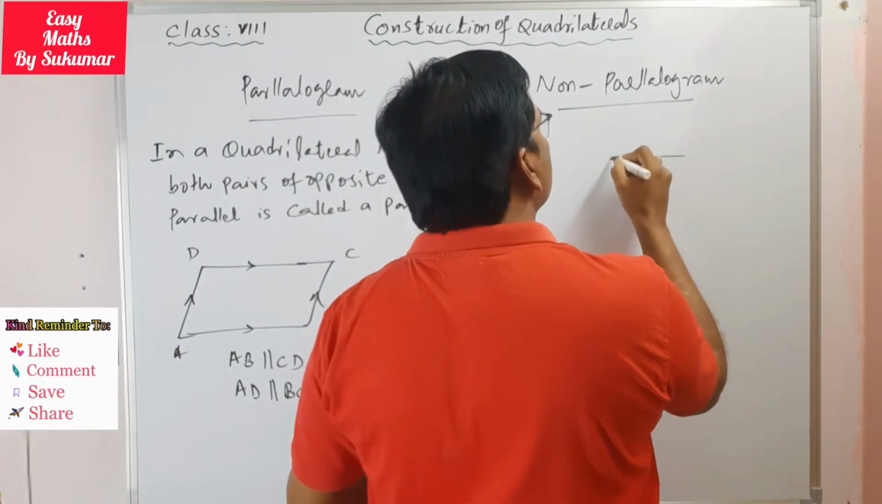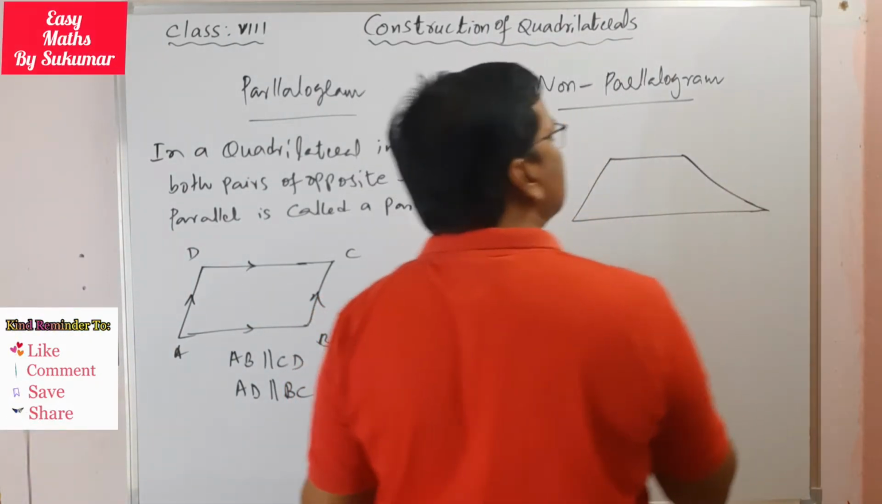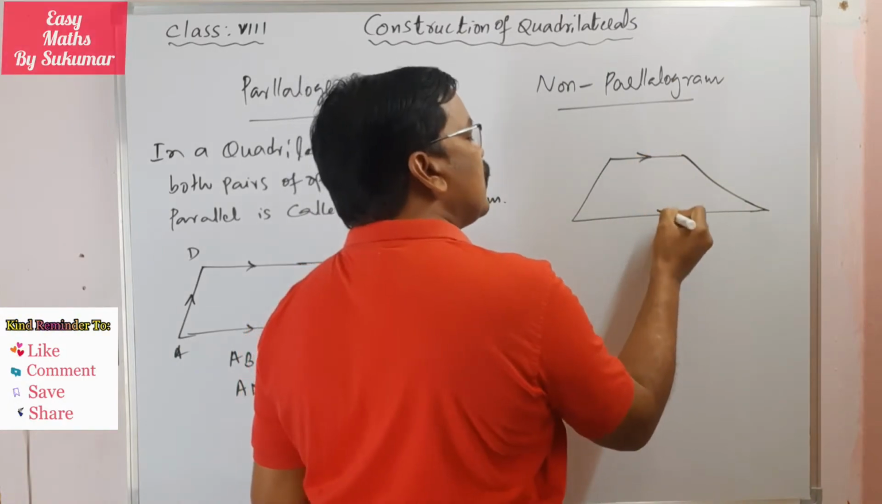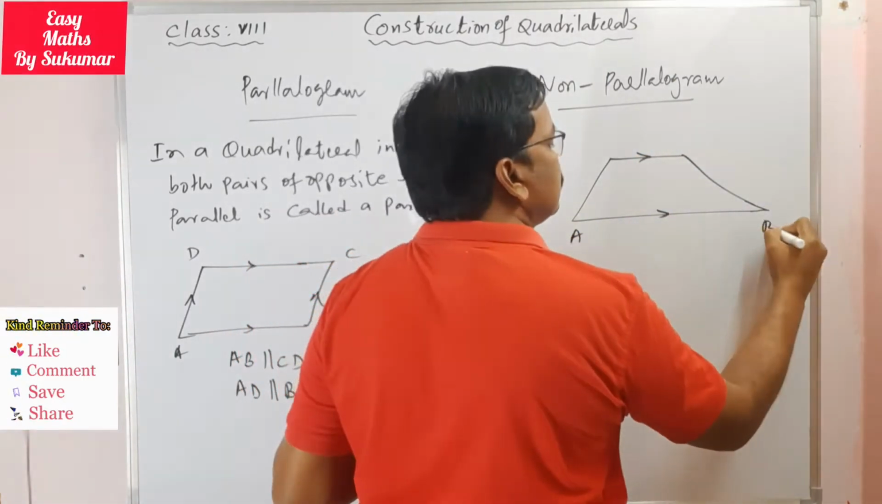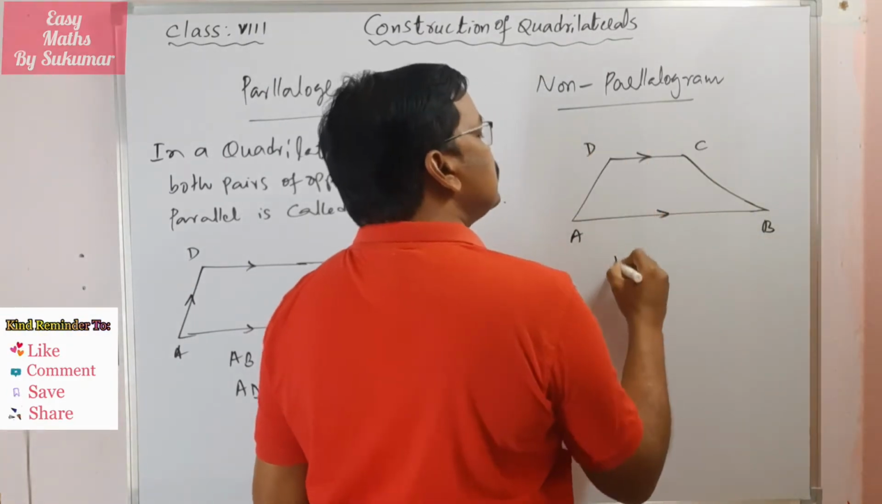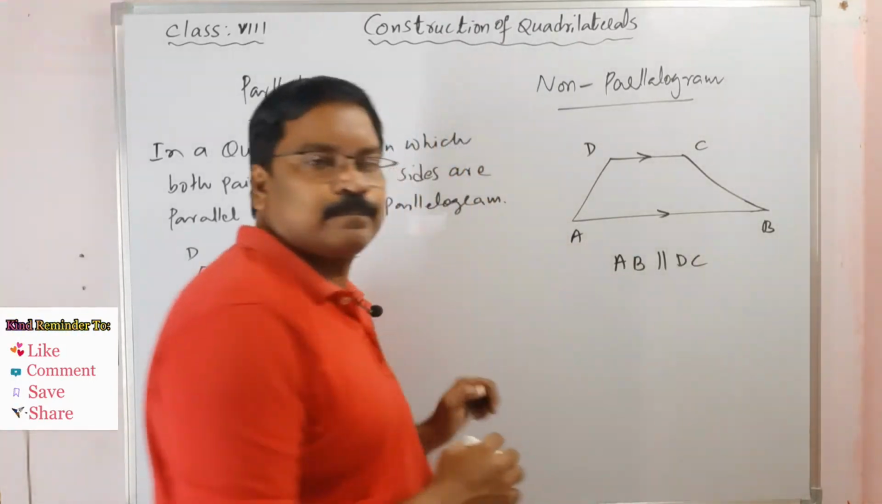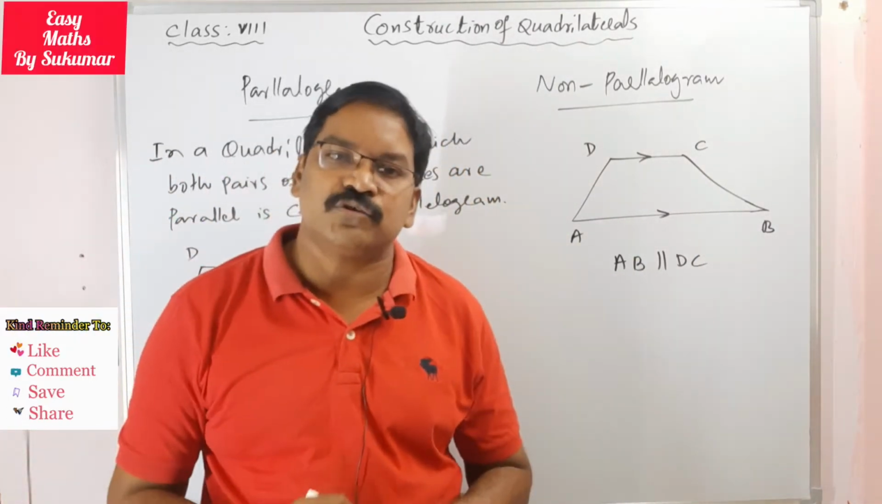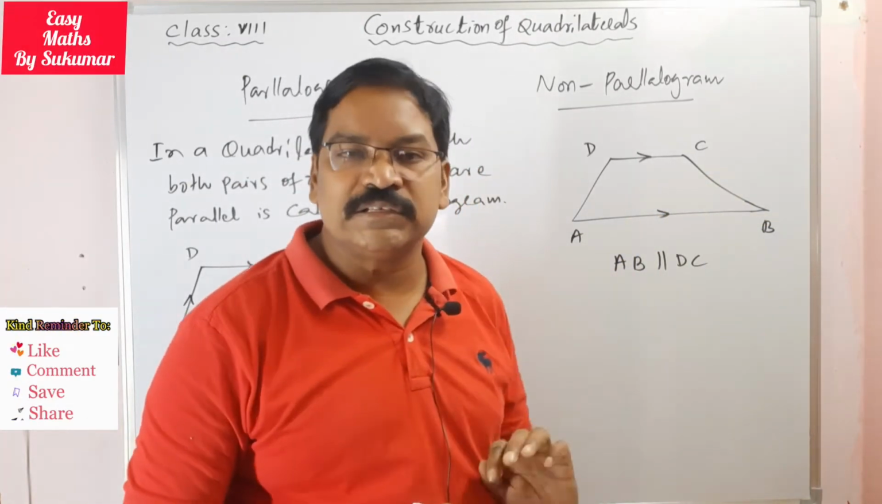Trapezium means just only one pair of opposite sides are parallel. Only one pair of opposite sides being parallel is called a trapezium. That means here AB is parallel to DC. AB is parallel to DC. That means the other pair are not parallel here.